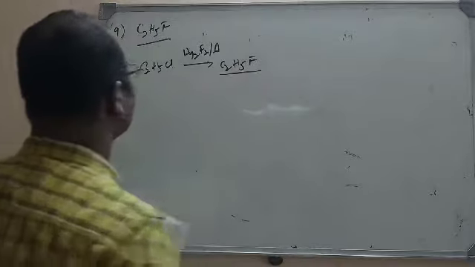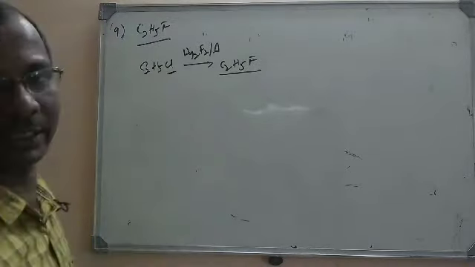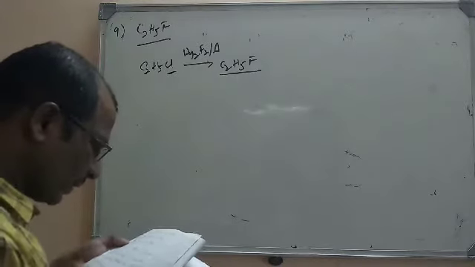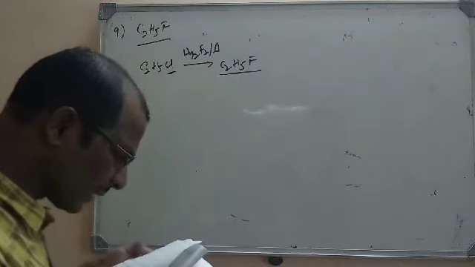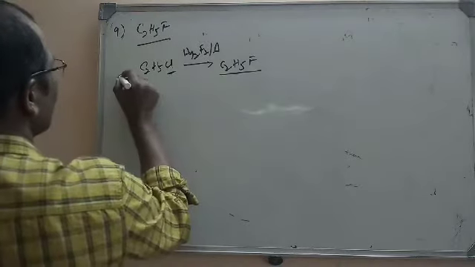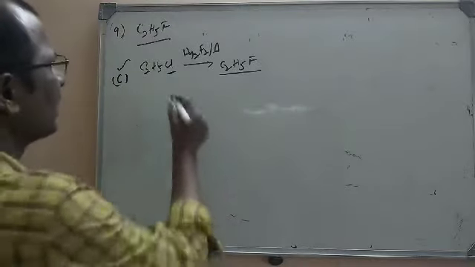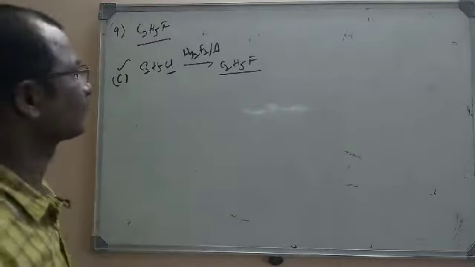C2H5F. This is the easy replacement of chloride ion by fluoride. So this is the right method. In the last option, direct fluorination in the presence of sunlight is not an easy method. So this is the preferable method to prepare fluoroethane. Just here we are exchanging the ions.